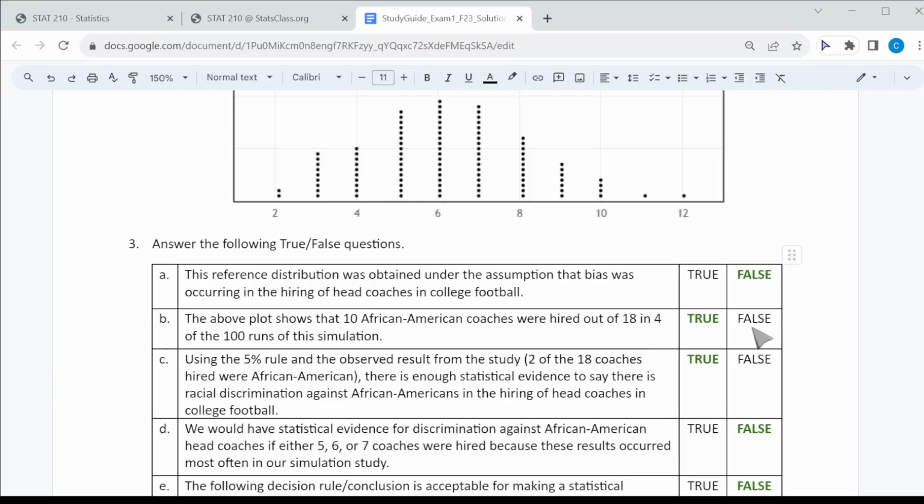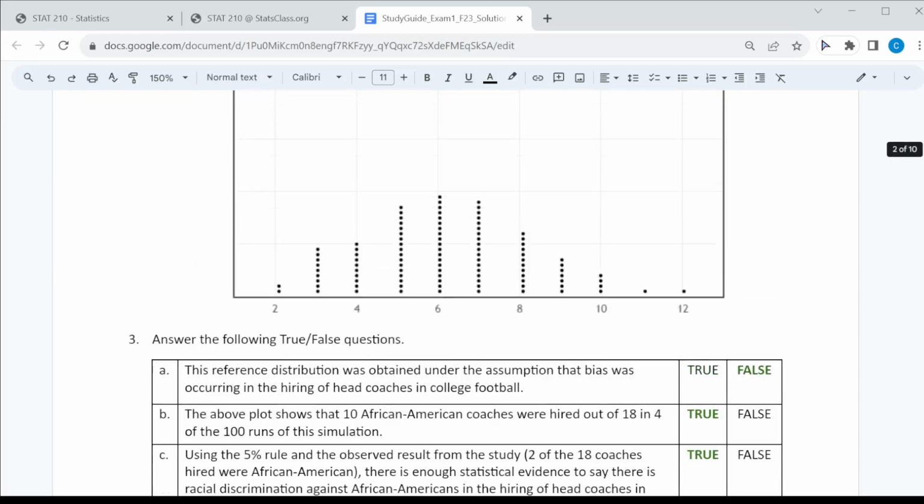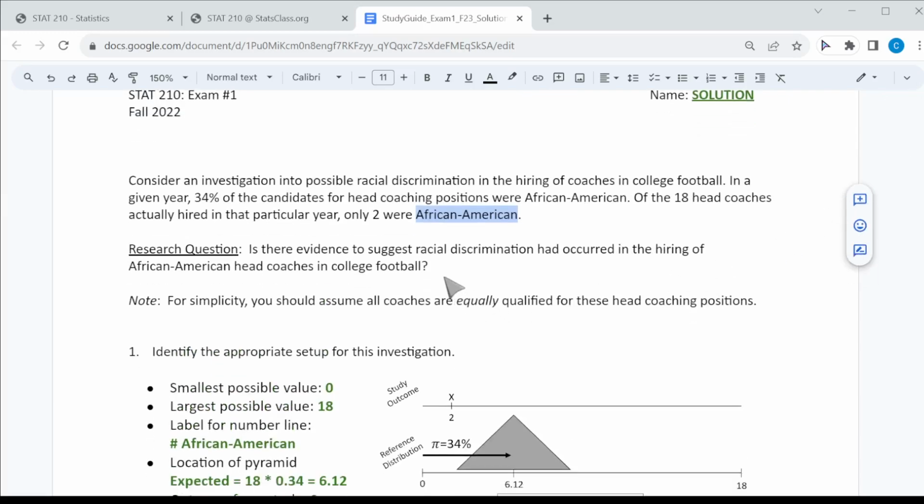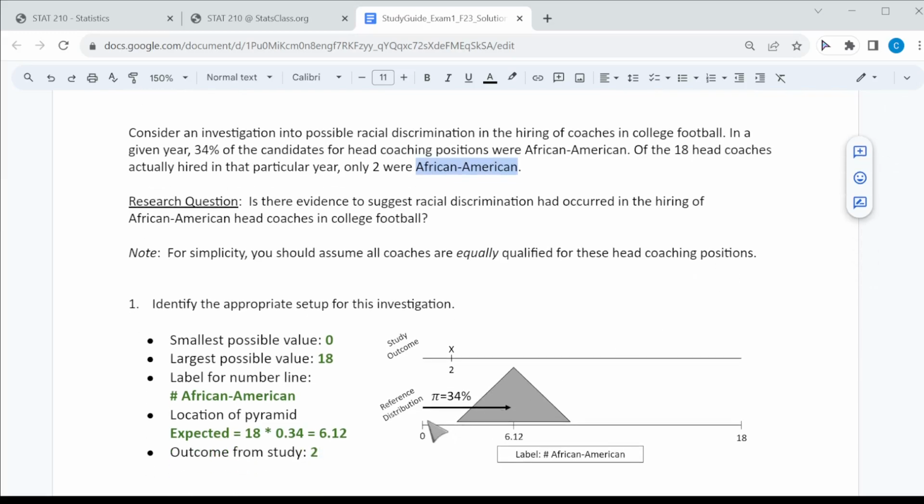The next one is true. That's fairly straightforward. This one here, C, is just asking you about the decision. So using the 5% rule, the observed result of 2 is an outlier on this lower end. So this is a left-tailed analysis. If we go back up to the research question, they want to know, is there evidence to suggest racial discrimination had occurred in the hiring of African Americans? And if there was discrimination occurring against African Americans, then there would be too few being hired here. So it's going to be a left-sided analysis for this one.